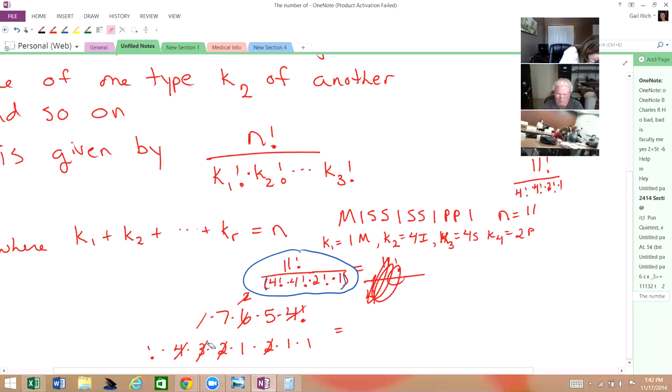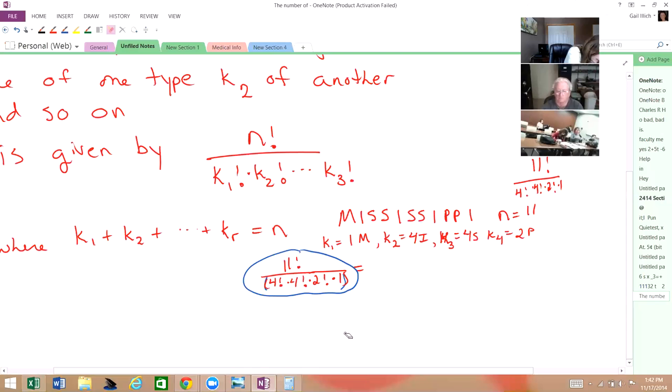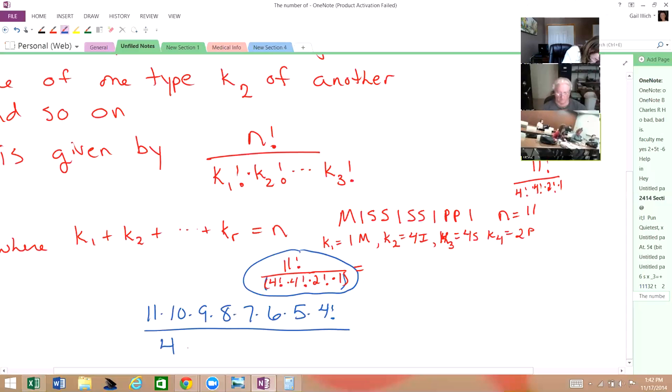and I'll redo this so that it makes sense. 11 factorial is 11 times 10 times 9 times 8 times 7 times 6 times 5 times, I'm going to stop at 4 factorial so that I can cancel a 4 factorial in the denominator. I'll cancel that one 4 factorial, and then I'll write this 4 as 4 times 3 times 2 times 1. And I'll write the 2 factorial as 2 times 1, and then I still have the 1.